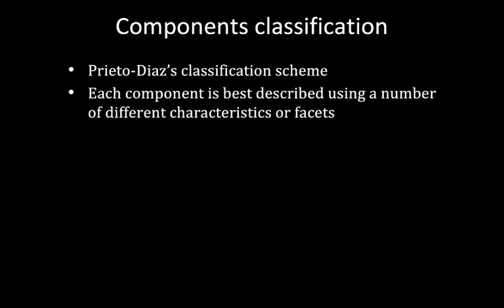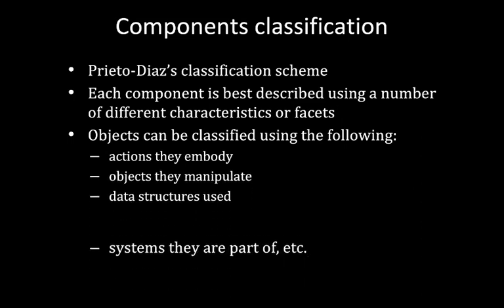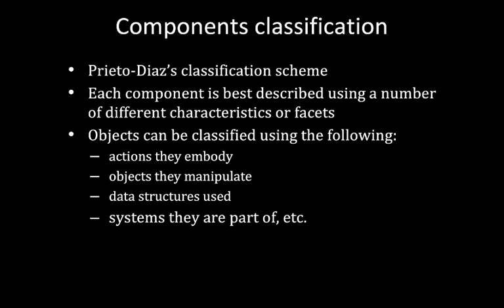Here, each component is best described using a number of different characteristics or facets. For example, objects can be classified using the following. This is an example: the actions they embody, or the objects they manipulate, or the data structures that are used, or the systems they are part of, etc. Based on this, we can classify the objects into different components. So this is a simple example. If you want to classify objects into different components, we have to find out what all actions each object will do. If there is some similarity between them, then they can be classified together.